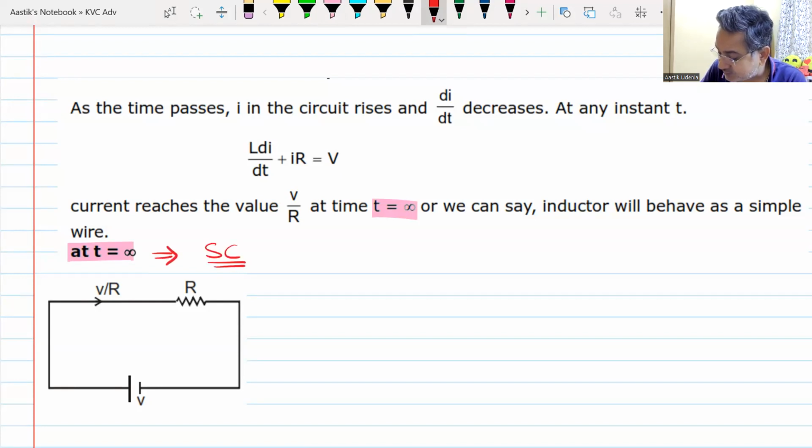So you can see the difference between an inductor circuit and a capacitor circuit. In a capacitor circuit, at time t equal to 0, it is behaving as a short circuit, and at time t equal to infinity, it is behaving as an open circuit. But for an inductor it is actually reverse. At time t equal to 0, it is behaving as an open circuit, and at time t equal to infinity, it is behaving as a short circuit. Do we understand this? Yes. Note it down fast so that I can give you a question.